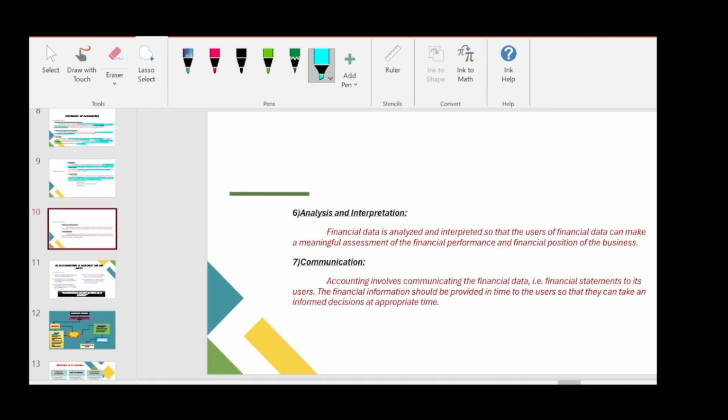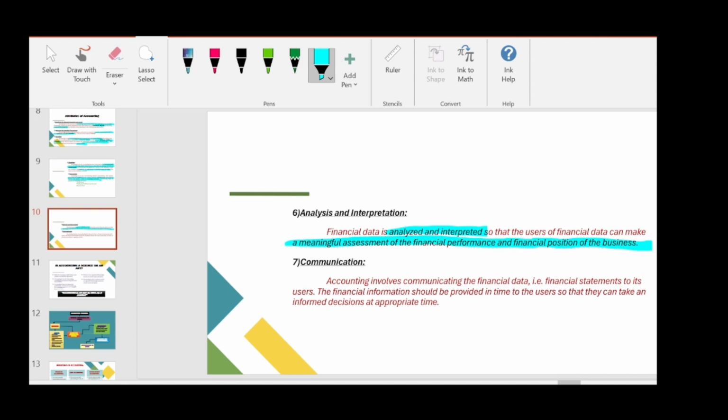So, analysis and interpretation. Financial data is analyzed and interpreted so that the users of financial data can make a meaningful assessment of the financial performance and financial position of the business. Financial performance is nothing but the profit earned or loss incurred by the company. And the last is to communicate. After preparing financial statements, the company should communicate to the users of financial statements.